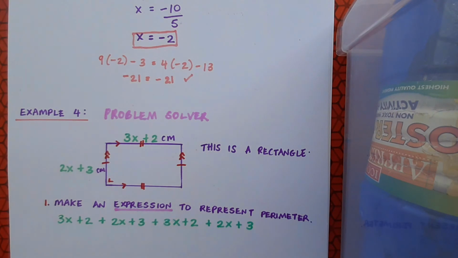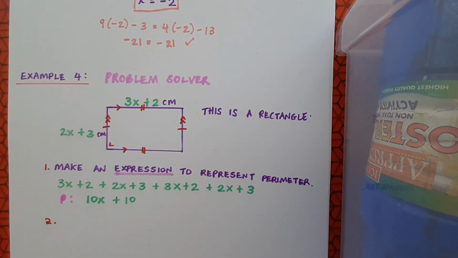And I'd like to simplify this expression. So I can simplify quite easily by putting the like terms together. So 3x plus 2x plus 3x plus 2x. What will that give me? That'll give me 10x. And then constants 2 plus 3 plus 2 plus 3 also gives me 10. So the perimeter can be written as 10x plus 10. I'm going to call this P for perimeter. So the perimeter is 10x plus 10.